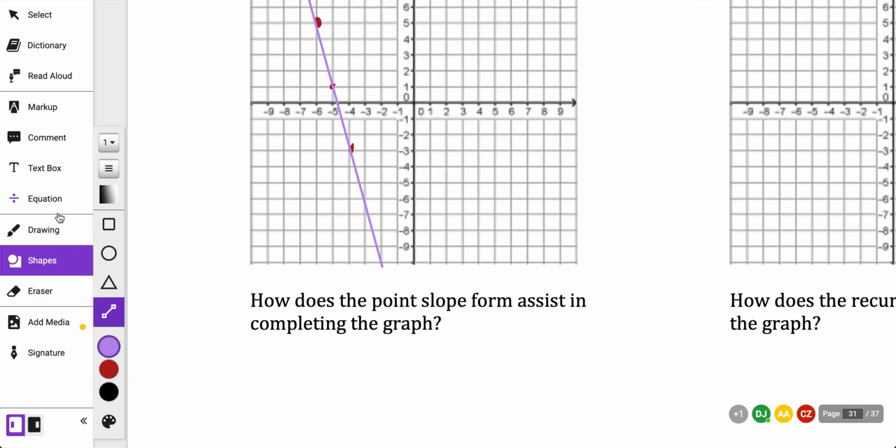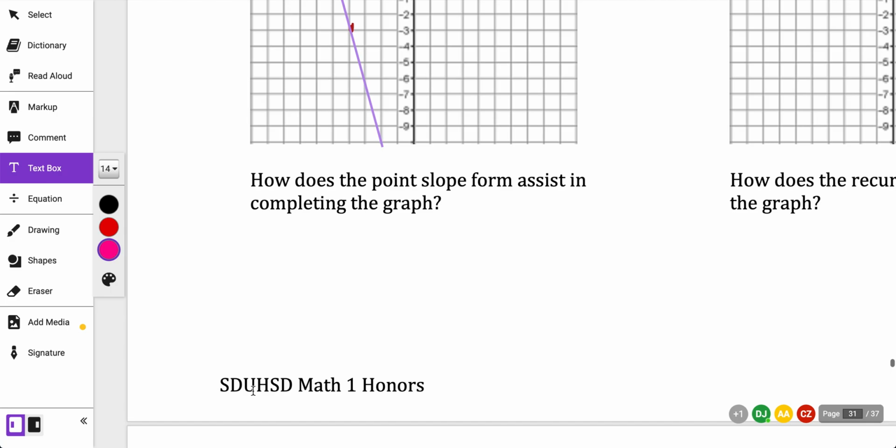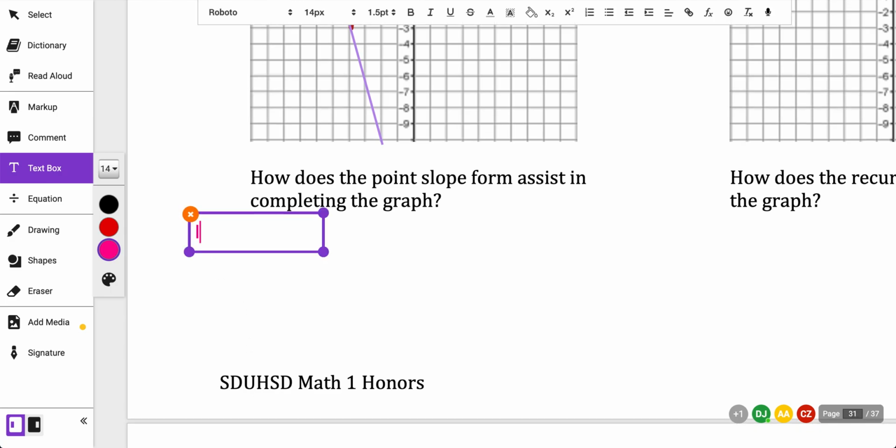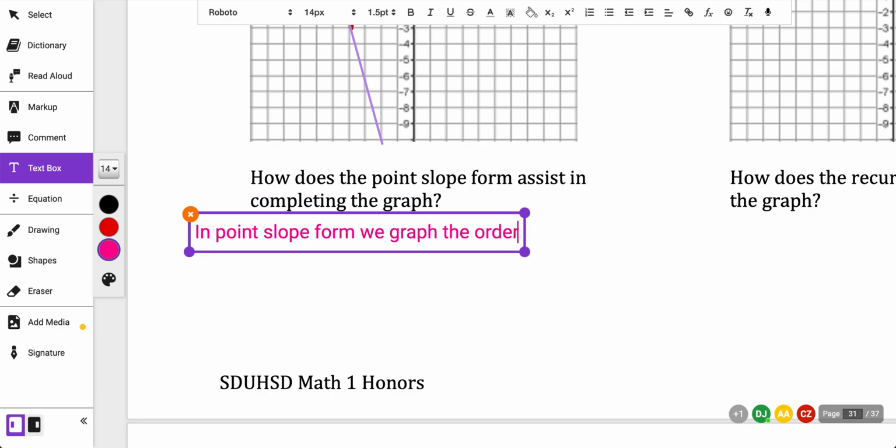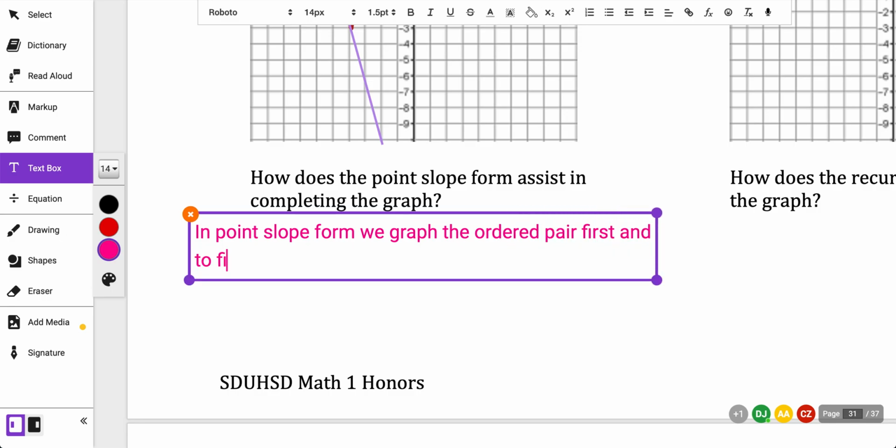So let's go ahead. How do we do that? In point-slope form, we graph the ordered pair first, and to find additional points, we use the slope.